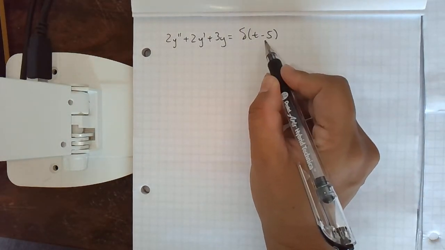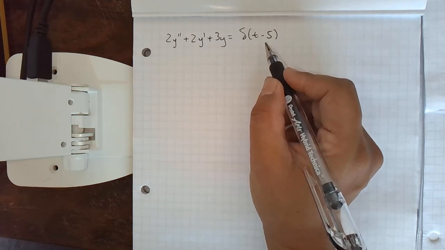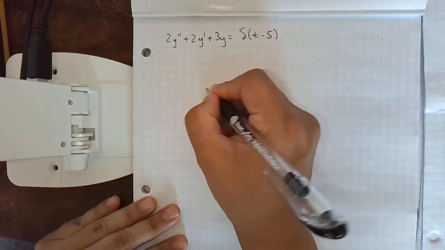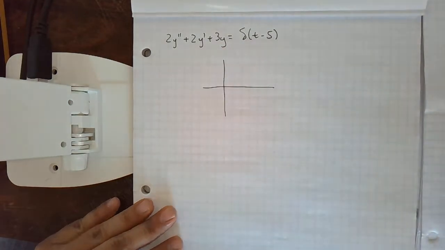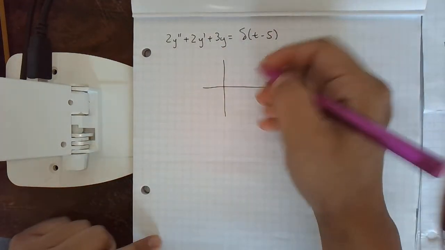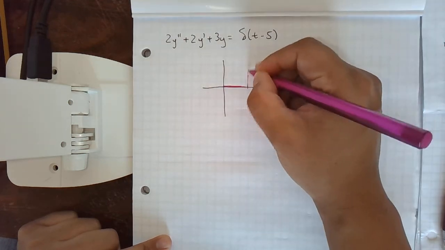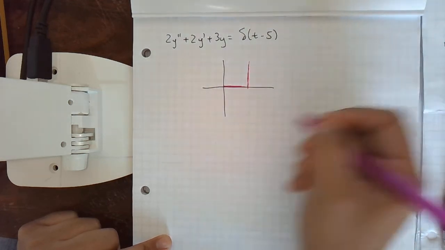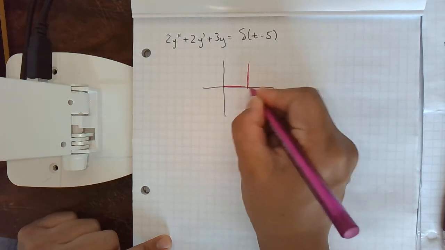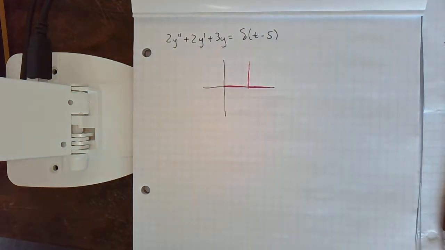Here's the forcing function, and that's going to be a delta function. So what's going to happen is before time 5, there's no forcing function. At time 5, there's going to be a big impetus, and then after time 5, there's no forcing function. So this is like if something collided into your object.